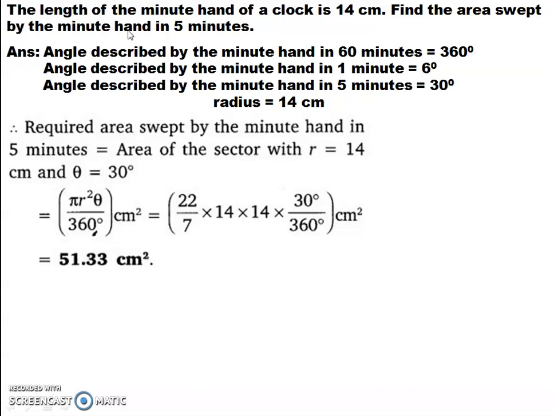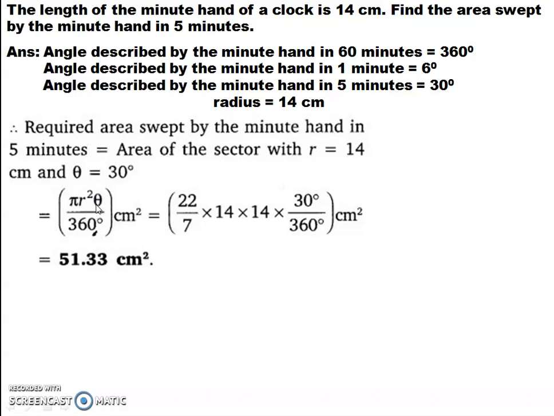So, here in the question, how many minutes? 5 minutes. So, angle described by the minute hand in 5 minutes is equal to 6 into 5, 30. So, angle you got, radius you got. Now, using the area of the sector, you can calculate the area.